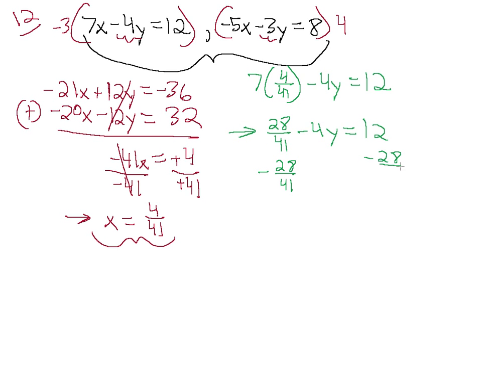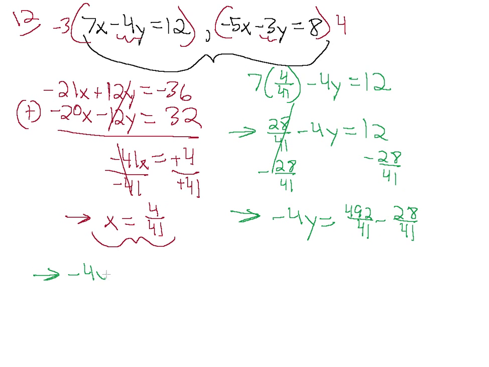Subtracting 28 over 41 on this side as well. These two terms will cancel, so we have minus 4y is equal to, we can write 12, we can convert that to a fraction of 492 over 41. Okay, so 492 over 41. That's correct. We're subtracting 28 over 41. We have common denominators here, so we can combine these two in the next step.